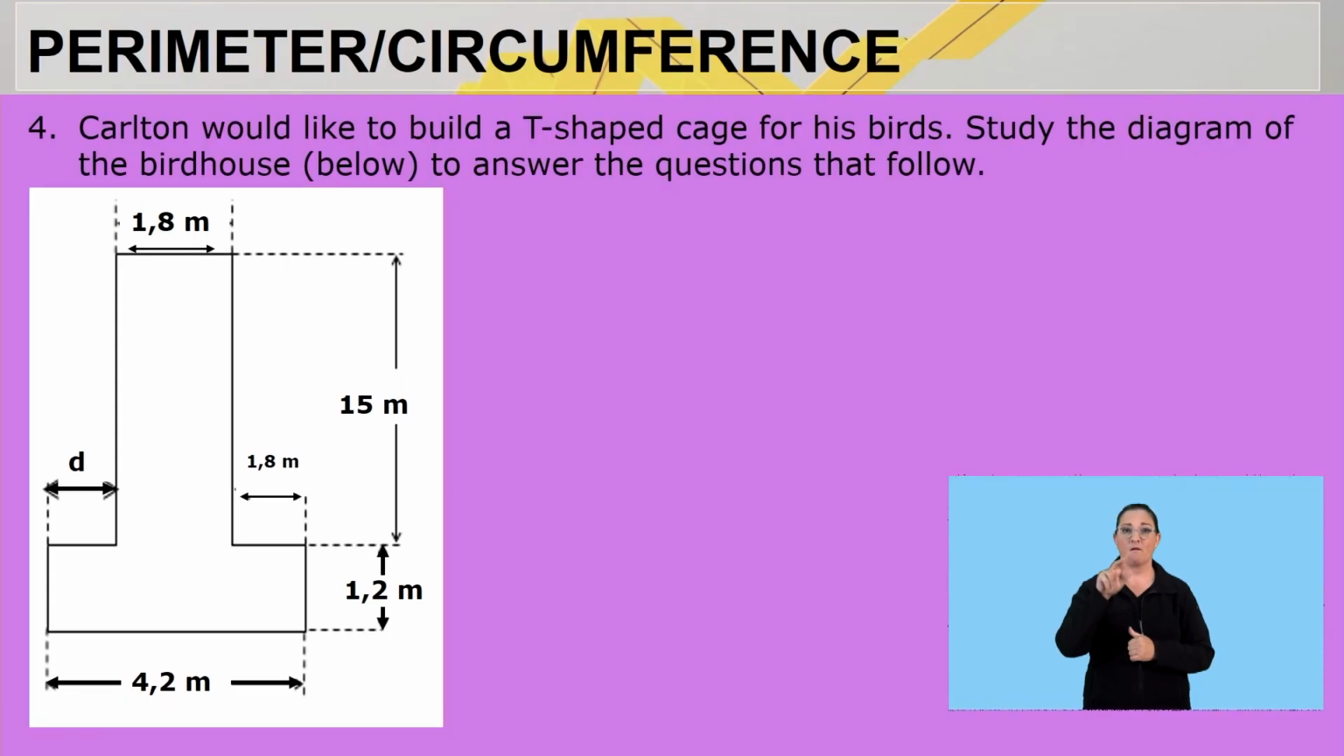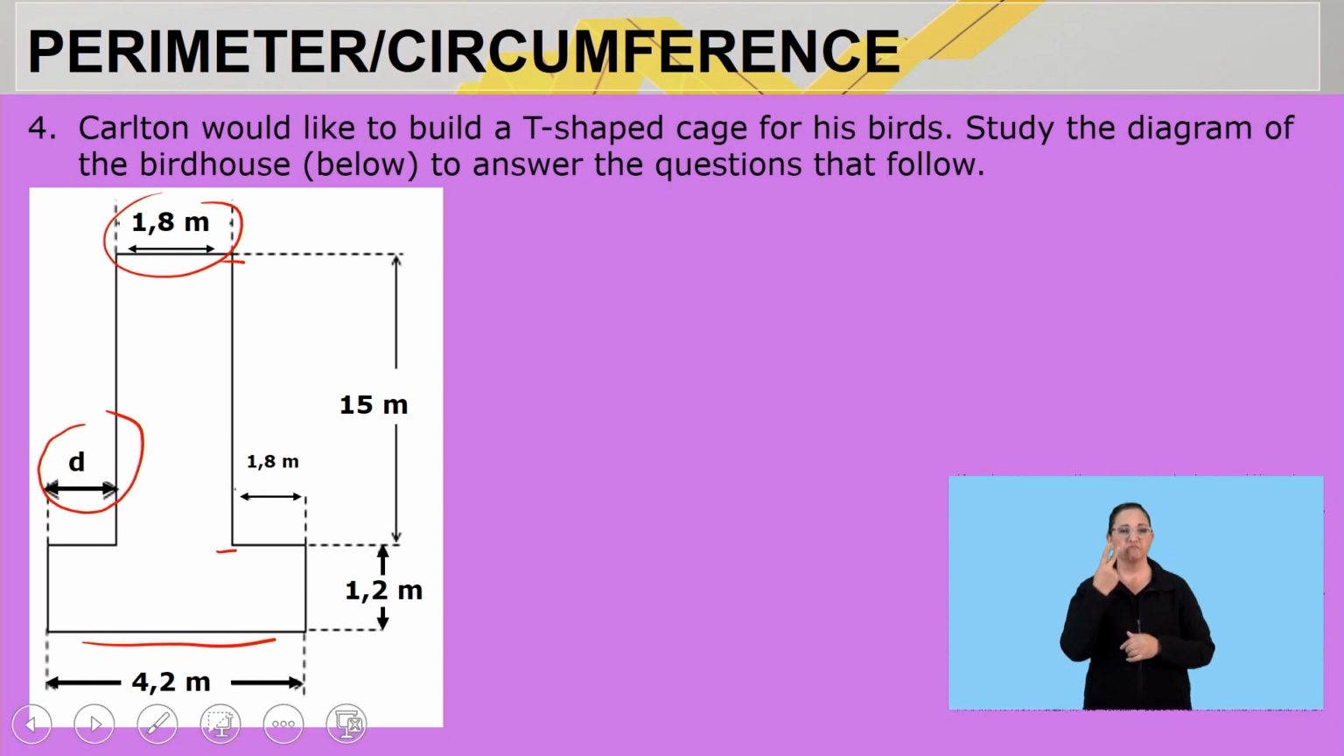Question 4 says, Carlton would like to build a T-shaped cage for his birds. Study the diagram of the bird house to answer the questions that follow. There we see it. So basically what we see here, there's the T shape. There's 1,8 meters here. We see the length from this point to this point is 15 meters. Also here it's 1.2. Then the width here in front is 4,2 meters. Then I can also see there's a missing value D there as well.